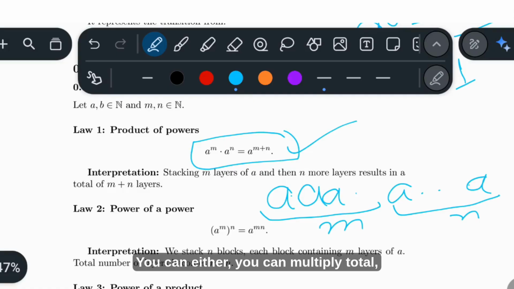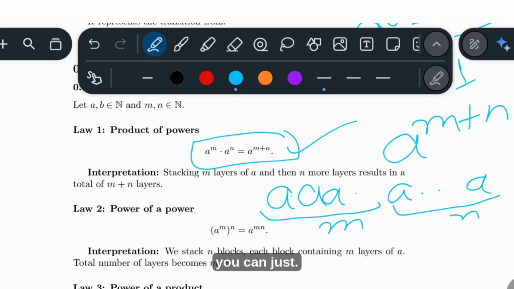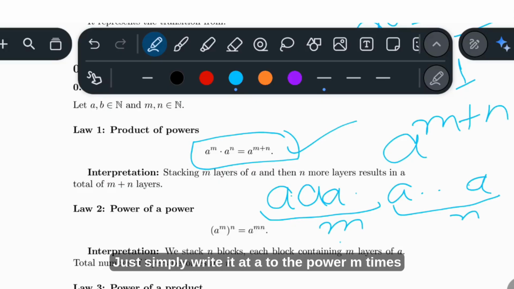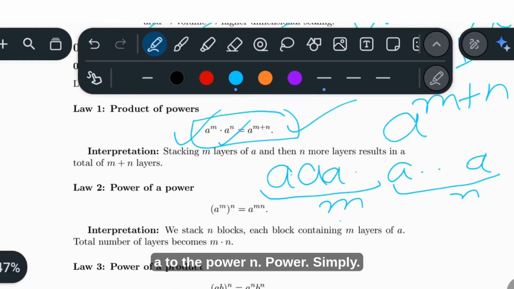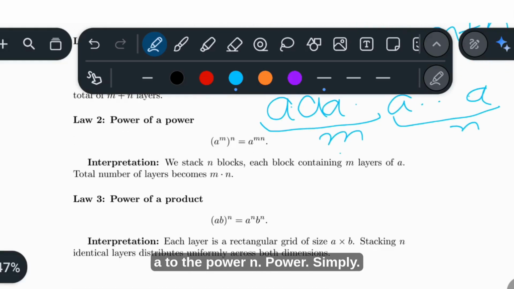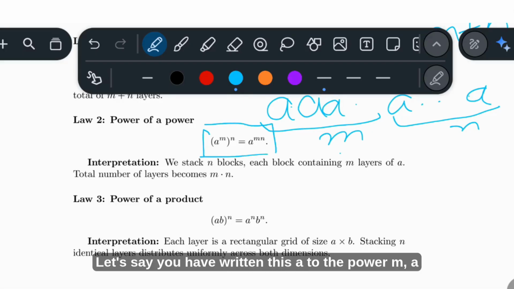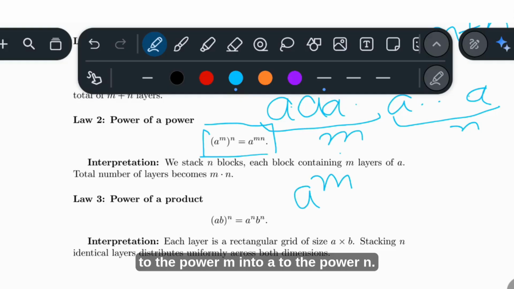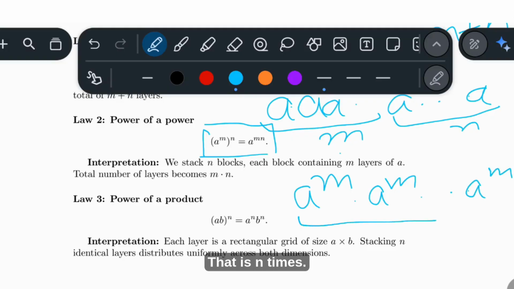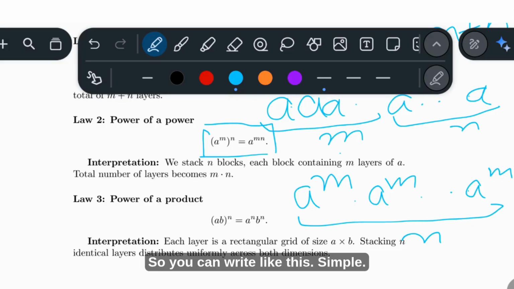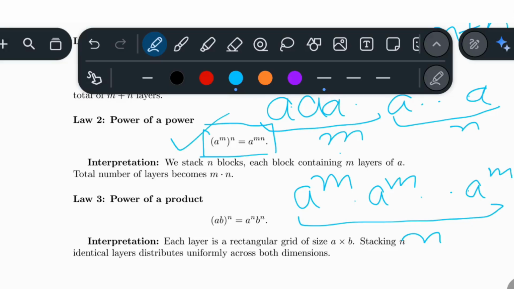You can multiply in total and you get a to the power m plus n, or you can simply write it as a to the power m times a to the power n. Let's say you have written a to the power m, into a to the power n, that is n times. So you can write it like this, simple.